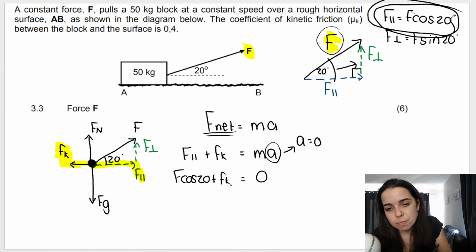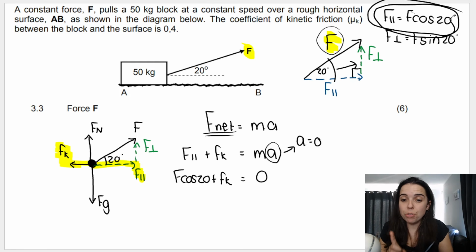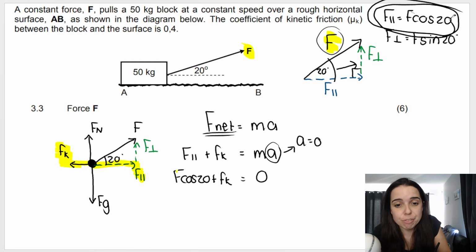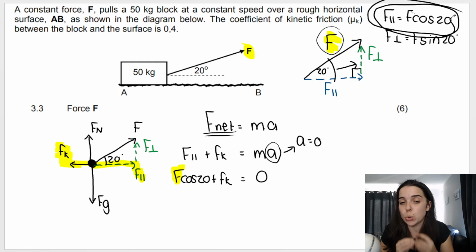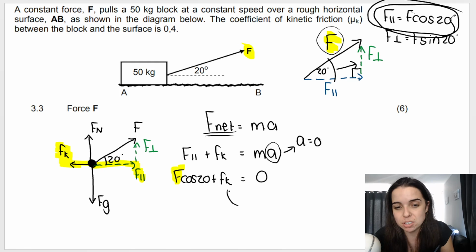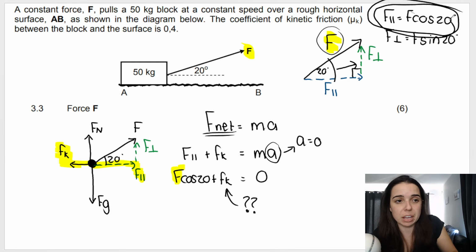plus Fk. So remember, what is the goal? The goal is we're trying to find F. The problem with this equation, this would work nicely, but the problem with this equation is I don't know friction. I don't know what this is. So we've kind of hit a little bit of a road bump here. We need to get over that.